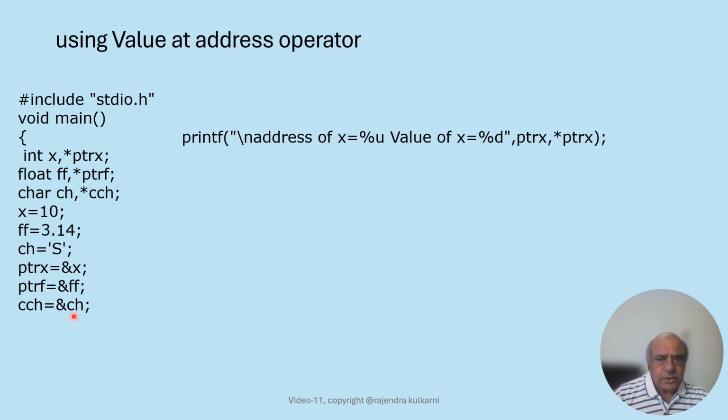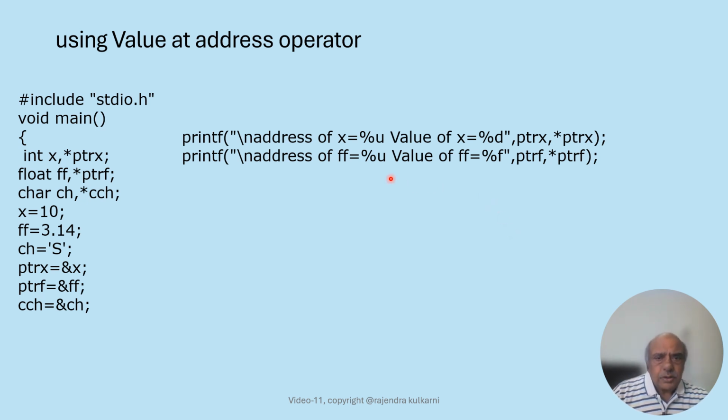Now what we are trying to do, through this printf statement, is accessing the address of x and value of x using pointer notation. Address of x is equal to %u gives us the address of x, which is stored in pointer variable ptrx. Value of x is equal to %d. The value of x is being accessed using star ptrx, which is a pointer to x.